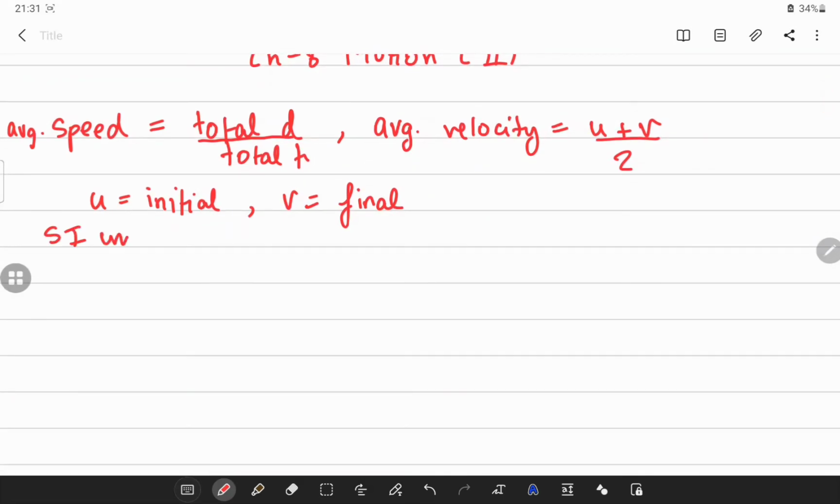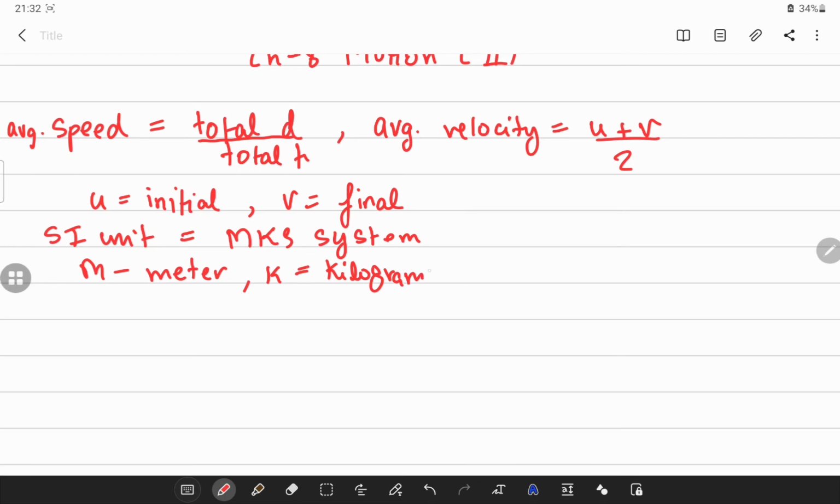Now coming on to the next thing, SI units of these. SI unit is the unit taken by the Indian system, and yes, that is it. This is also called the MKS system, where M stands for meter, K stands for kilogram, and S stands for second. Keep in mind, second stays the same for all the systems.